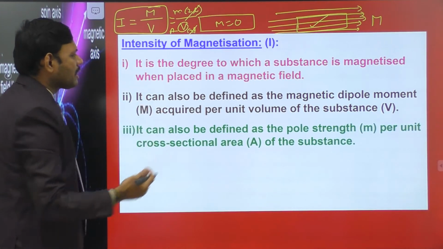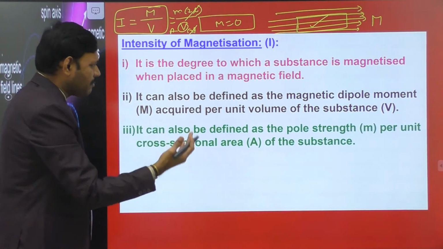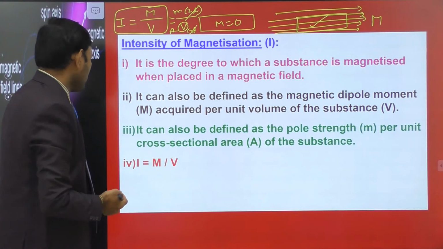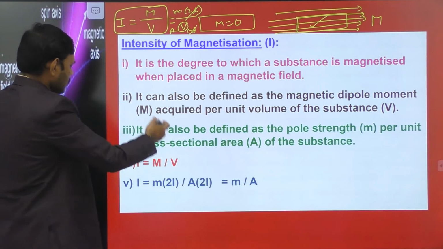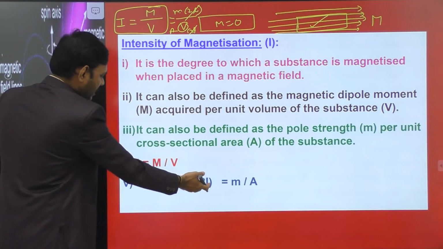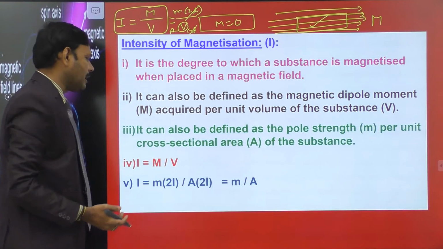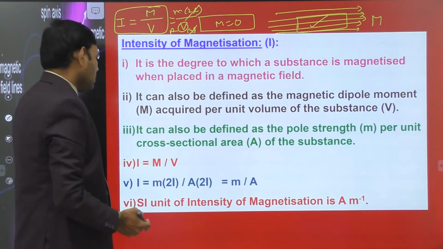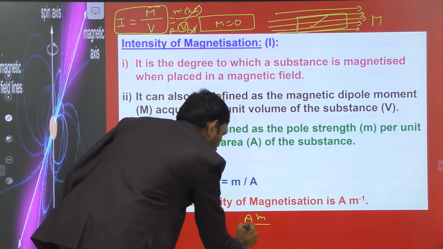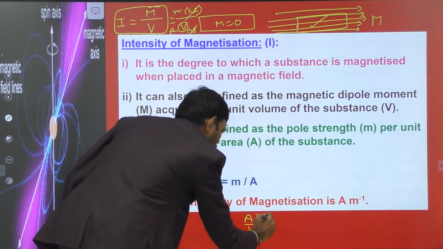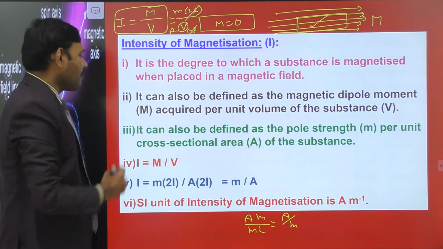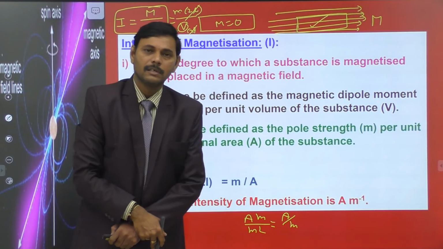Pole strength per unit cross-sectional area: the pole strength unit is ampere meter, divided by meter square, so ampere per meter. So I is equal to M by V. Magnetic moment is pole strength into length of magnet, divided by area into length, length gets cancelled. So pole strength per unit area, this is the second definition. Here the pole strength unit is ampere meter, and area unit is meter square, so a meter gets cancelled, and the ultimate unit is ampere per meter. So the SI unit of intensity of magnetization is ampere per meter.